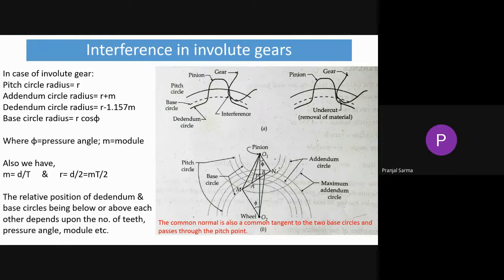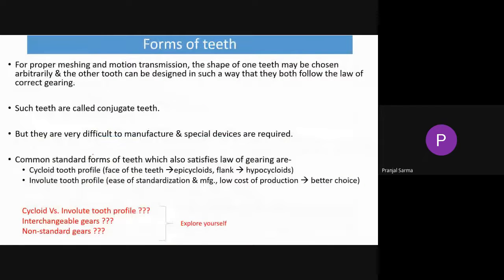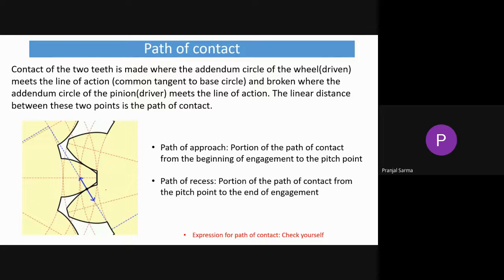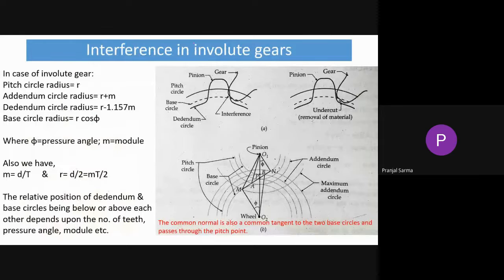As we have previously seen, whenever we compared the cycloidal profile and the involute profile, we said that because of ease of standardization, manufacturing and low cost of production, the involute profile is a better choice. But there is one problem with that. If you don't design involute gears properly, interference might happen. That is one of the problems.